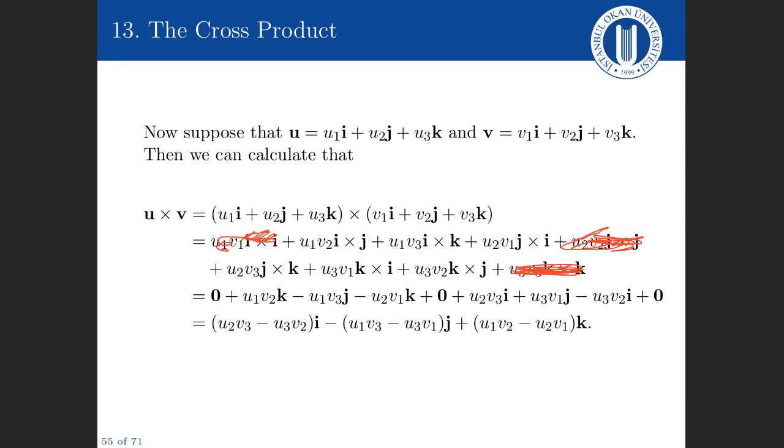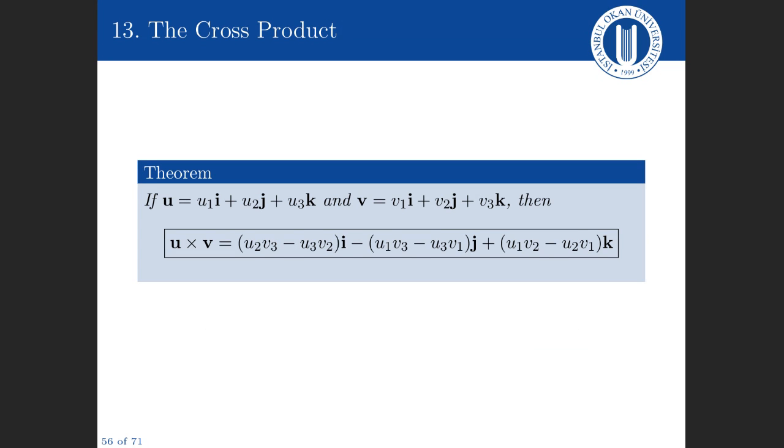We get our formula: (u2v3 minus u3v2) i minus (u1v3 minus u3v1) j plus (u1v2 minus u2v1) k. This is the formula for the cross product. Make sure you make a note of this for homework questions. Let me write this in terms of a theorem, because this is an important formula to remember. u cross v is given by this formula.